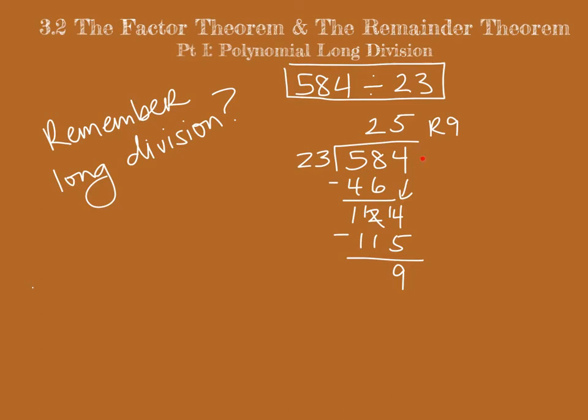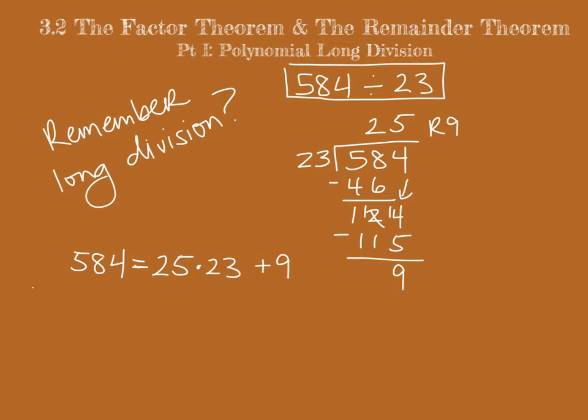So that means we can rewrite 584, our dividend, as the product of our quotient, 25, times that divisor, 23, and then we had an extra at the end, an extra 9. So 23 fits into 584 25 times, so 23 times 25, and then there was an extra 9 as a remainder because 23 is not a factor of 584. It doesn't fit in evenly with a remainder of 0. All right, so that's just a quick recap of long division.